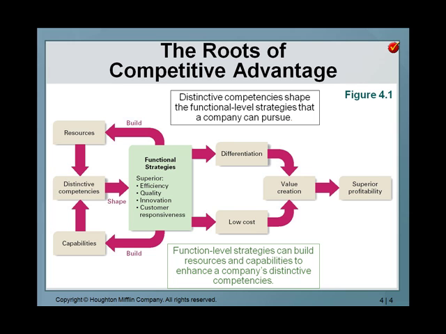And the firm then has to find a way to implement or to structure itself or to coordinate business operations in a way that would promote efficiency, quality, innovation, or customer responsiveness. And the firm does that through its functional strategy. The first level of strategy that we're going to specifically consider is the functional level. This is where the firm actually acquires and coordinates its resources and capabilities.